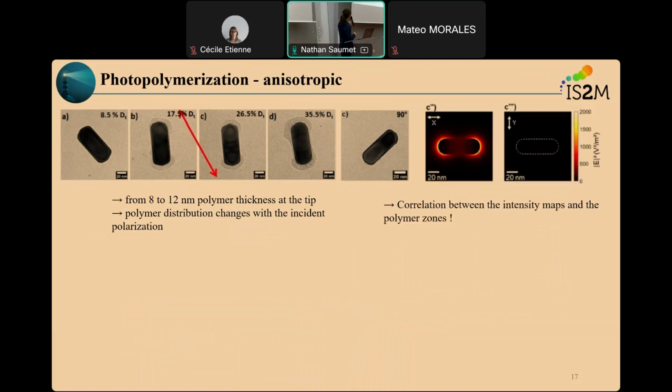Because here when the polarization is along the long axis of the rods, we are at the resonance of the nanoparticles. So we have strong field enhancement at the tip. Here, when we are orthogonal to the longitudinal axis, there is no resonance. The resonance here is located in the visible, in the green. So here we have a wider polymer thickness, so it's 8 to 12 nanometers. And we have a change with the incident polarization, and we have a strong correlation between this field map and these experiments.